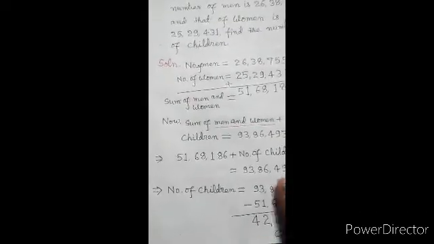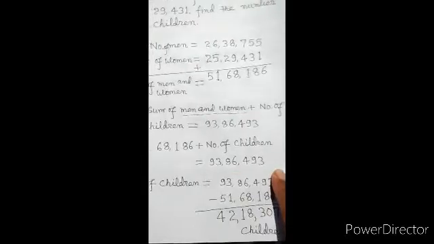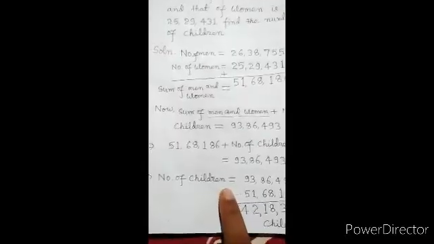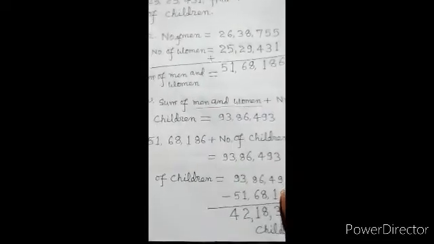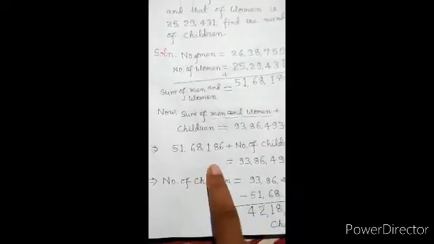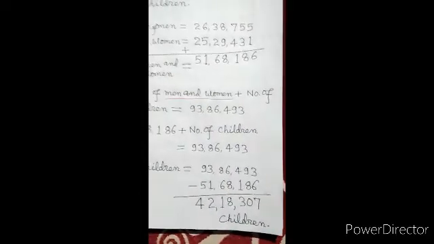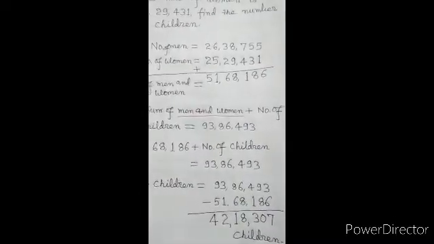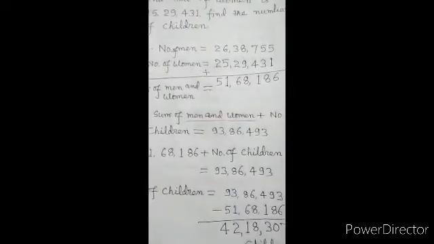When we subtract the number of men and women from the total population, we get the number of children. This rule is called transposition. You can do it by understanding it also. The number of children will be obtained by subtracting the number of men and women from the total population of the state. That's all.